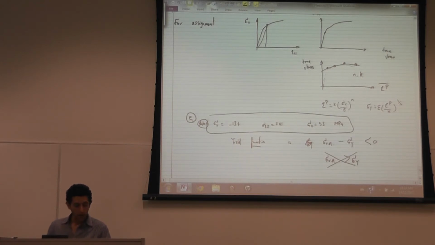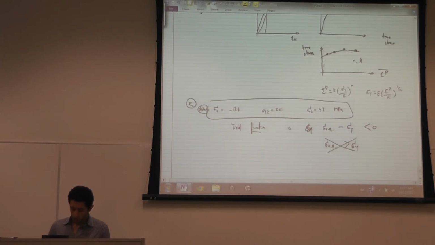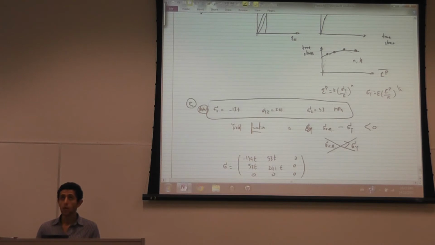Now it's given here that these stresses increase linearly together. So you can assume that your stress matrix looks like this: negative 134T, 241T, 0, 53T, 53T, where T is less than 1.